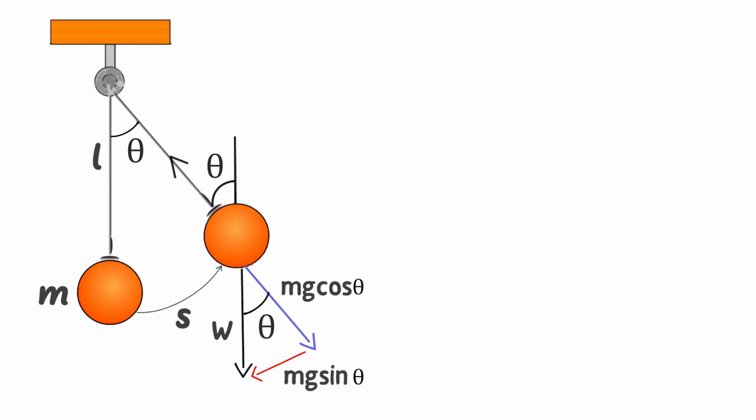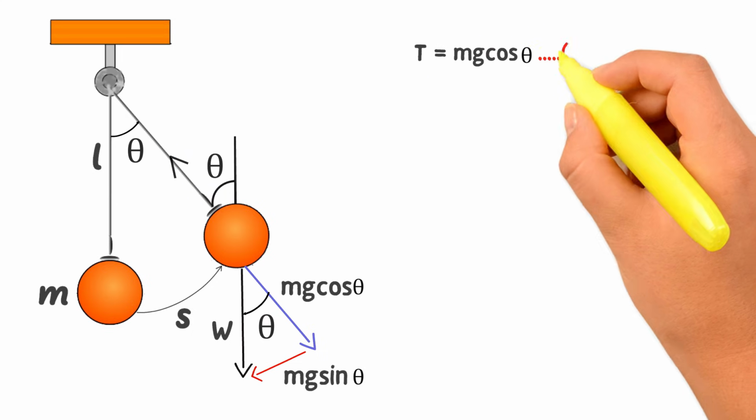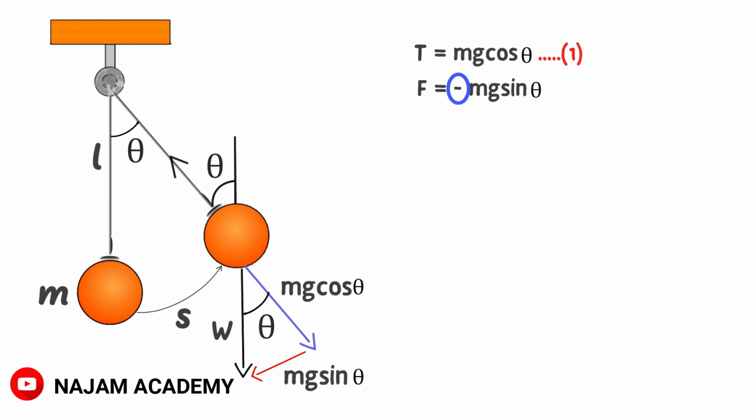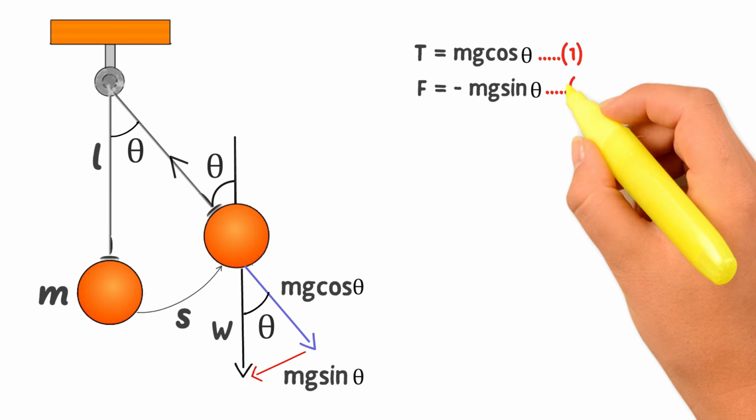So I write T is equal to mg cos theta, while the y component of the weight, being a single force on the mass, acts as a restoring force on the mass towards the mean position. So I write F is equal to negative mg sin theta. The negative sign shows that displacement is in this direction and the restoring force is acting in the opposite direction. So I call it equation number 2.